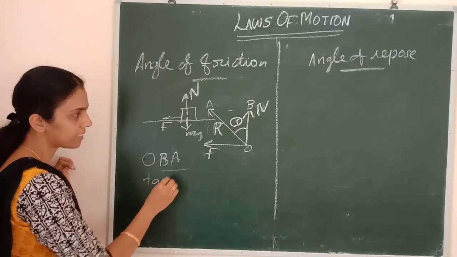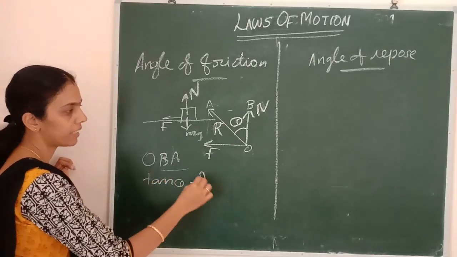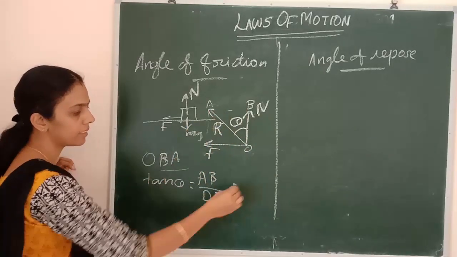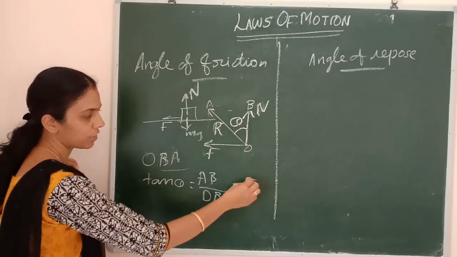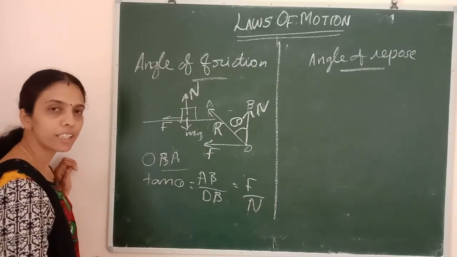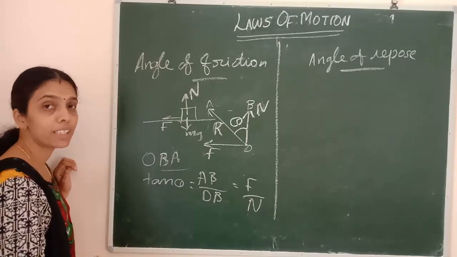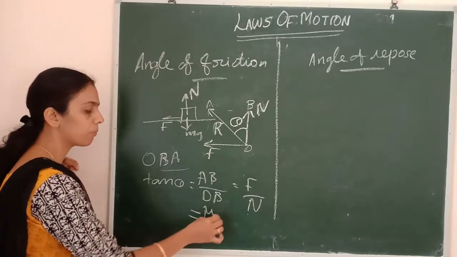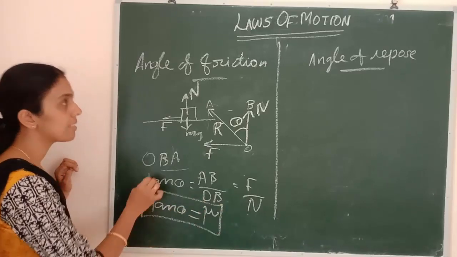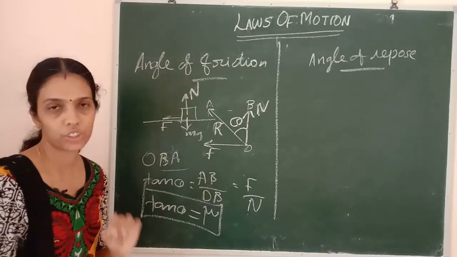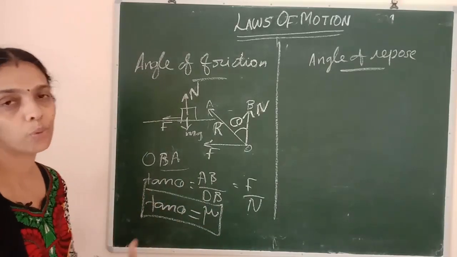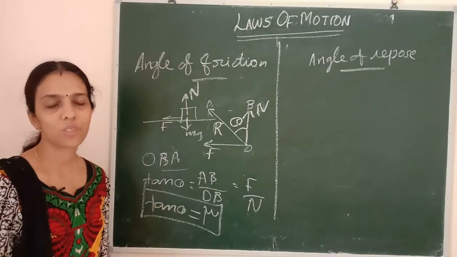So what will be tan theta? Tan theta equals opposite side divided by adjacent side. The adjacent side is OB. What is the opposite side AB? It is equal to F, the frictional force. What is OB? Normal reaction. So F by N. What is F by N? Limiting frictional force divided by N is equal to mu s, the coefficient of friction. So mu equals tan theta. This is known as the angle of friction. If they ask you to find theta, you can use mu equals tan theta.